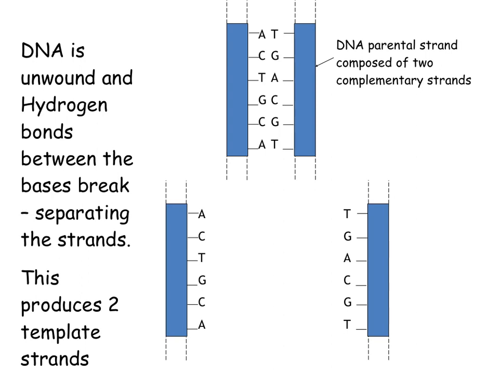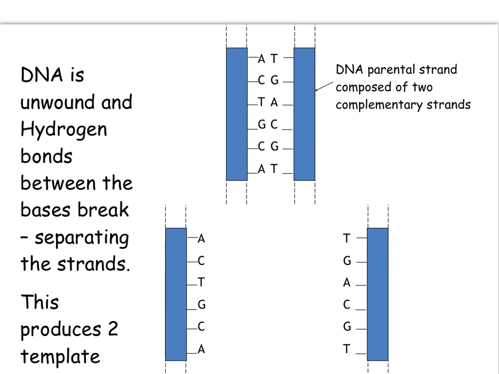Now at this point, if you can't remember your structure of DNA, it might be worth just going back and having another look at it. But you should remember that your DNA is composed of two complementary strands. One strand has got the 3' end here and the 5' here, and the other strand has got the 5' here and the 3' here, and that's important to remember, as will become clear as we go further along.